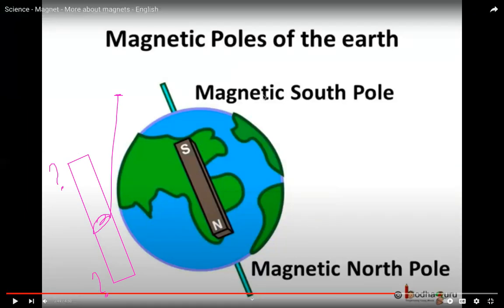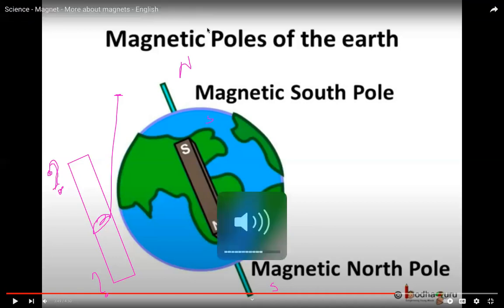So geographically, this is what the Earth is. Right, Earth's north pole is this, Earth's north is this, south is this. But Earth's magnetic south is here and magnetic north is here. So then you are trying to hang a magnet freely and let it be stable, and you are now going to mark the poles. So can you tell me which pole this is? Is this a north pole or south pole? Are you clear with my question?